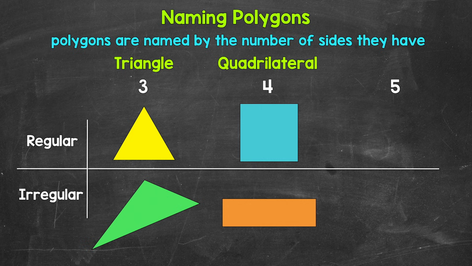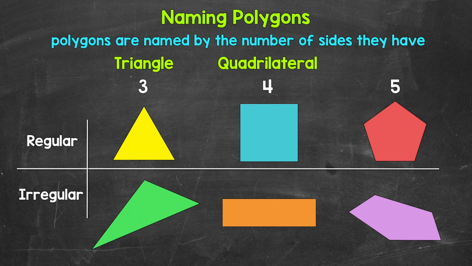All of the sides are the same length and angles are the same measure. Then we have a rectangle for our irregular quadrilateral. All of the angles are the same, 90 degrees, but not all of the sides are the same length, so that is irregular. Let's move on to 5-sided polygons and take a look at our examples. Any idea what a 5-sided polygon is called? If you thought pentagon, you are correct. And there is a regular and irregular pentagon there.